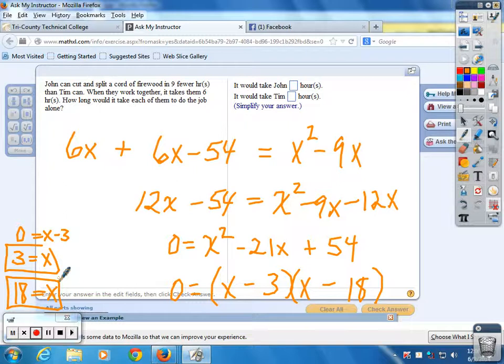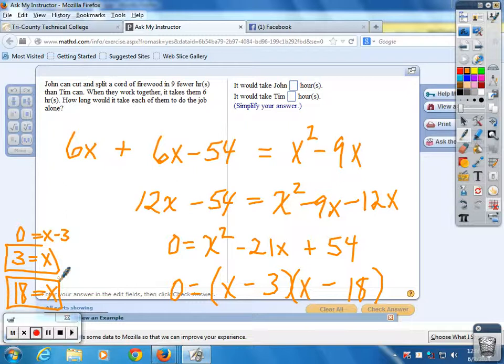Now, you say to yourself, well, let's see, Tim can do the job in 3 hours. John can do it in negative 6 hours. What's wrong with that thinking? You can't have negative time. So what do you say about the 3? Yeah, it's possible for him to do it in 3 hours, but is it possible for the other guy to do it in negative 6 hours? No, so 3 is not a possible answer.